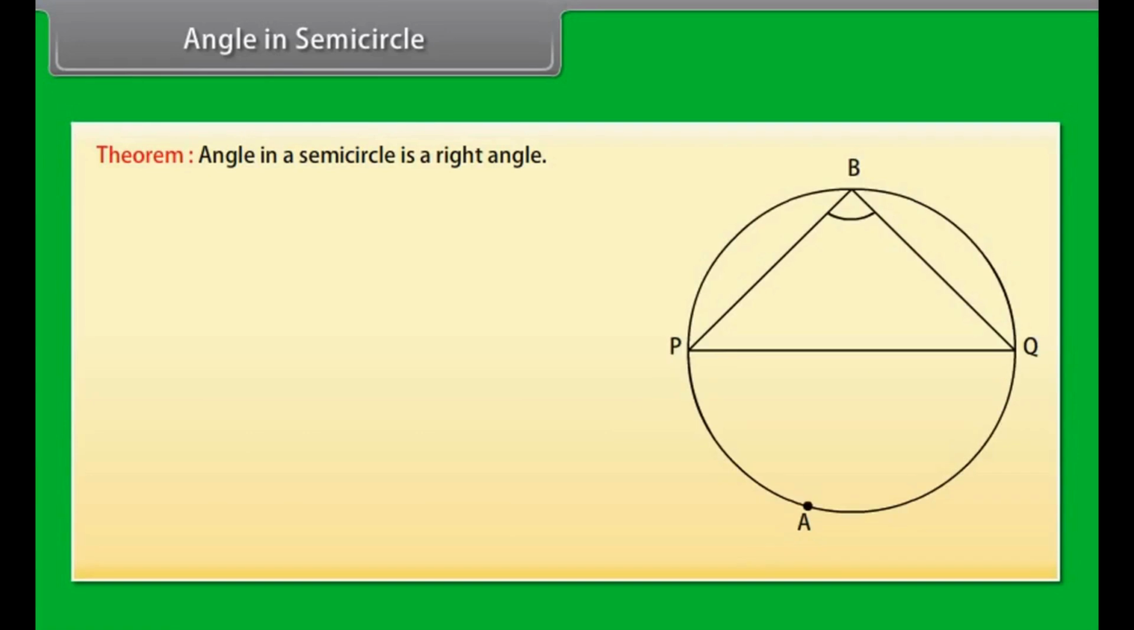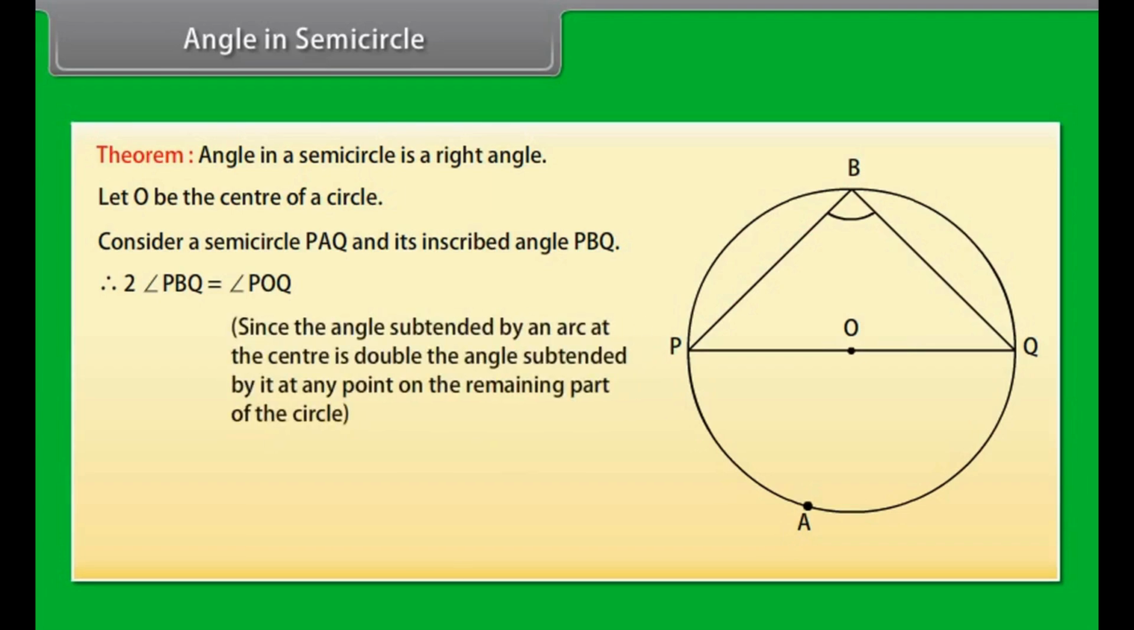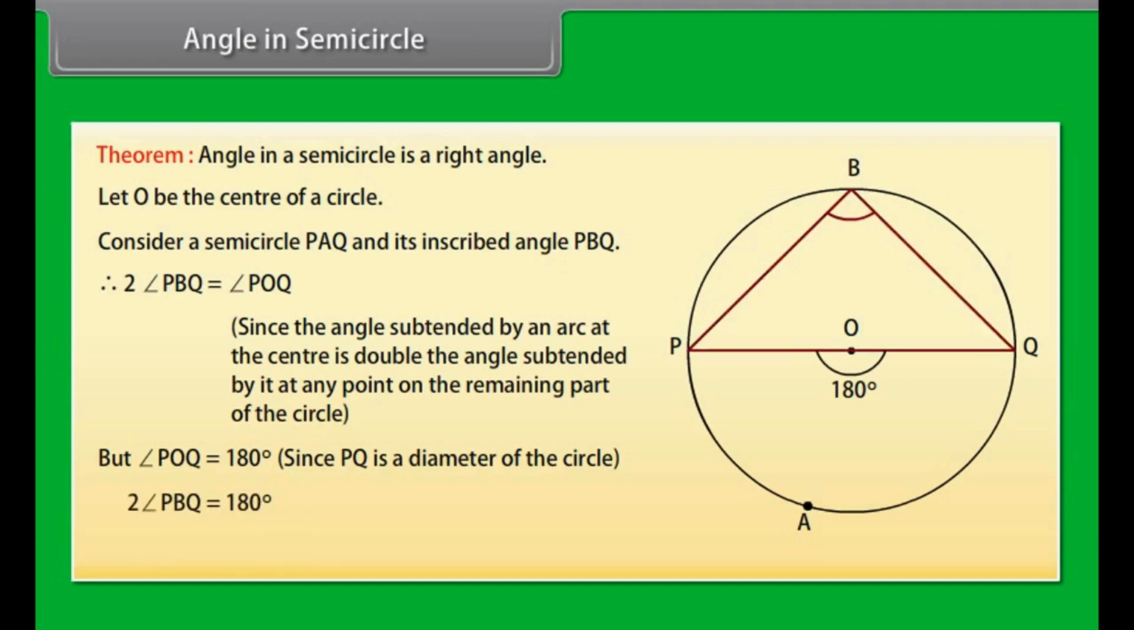Angle in a semicircle. Theorem: Angle in a semicircle is a right angle. Let O be the center of a circle. Consider a semicircle PAQ and its inscribed angle PBQ. Therefore, 2 angle PBQ is equal to angle POQ, because we know that the angle subtended by an arc at the center is double the angle subtended by it at any point on the remaining part of the circle. But angle POQ is 180 degrees because PQ is the diameter of the circle. 2 angle PBQ is equal to 180 degrees. Therefore, angle PBQ is 90 degrees.